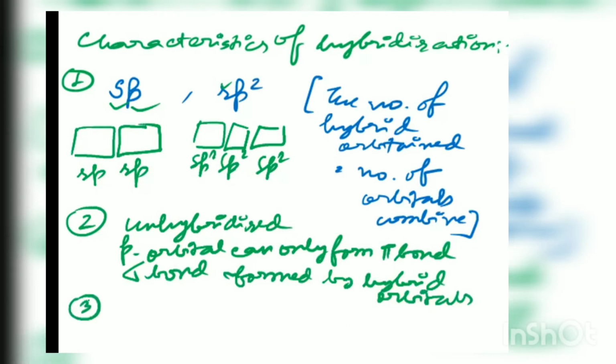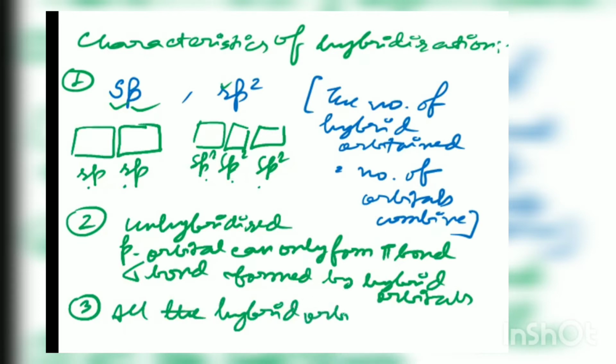Now third will be: all hybrid orbitals are of equal energy, and the shape of the molecules will be decided by the orientation of the hybrid orbitals. So that means here this sp and this sp will be of equal energy. So here also the sp2, sp2, sp2, these three will also be of equal energy. So all the hybrid orbitals have equal energy.